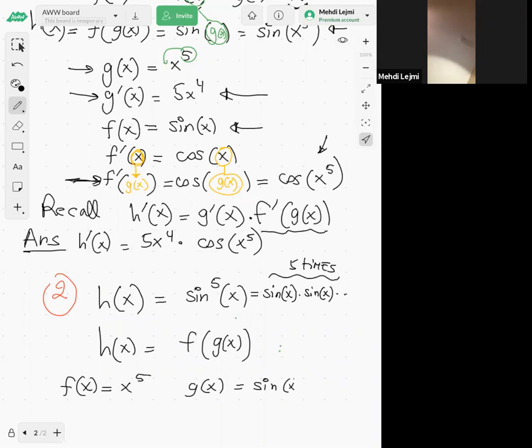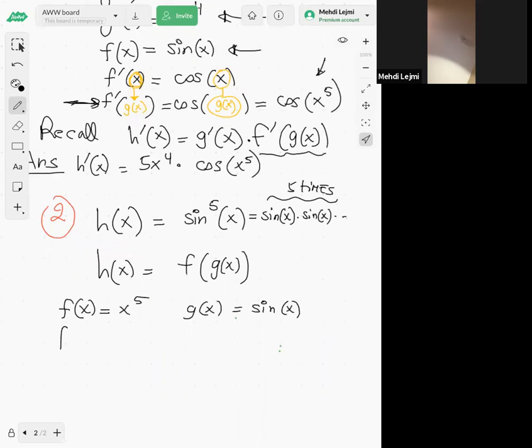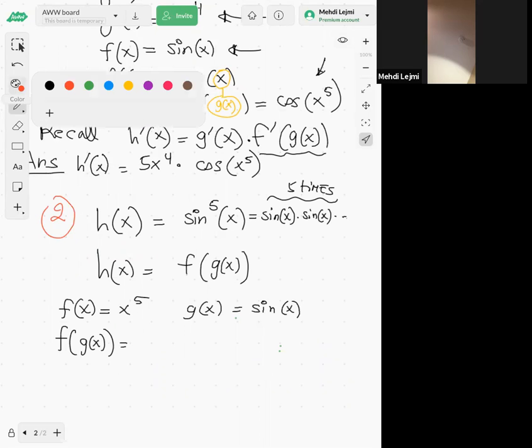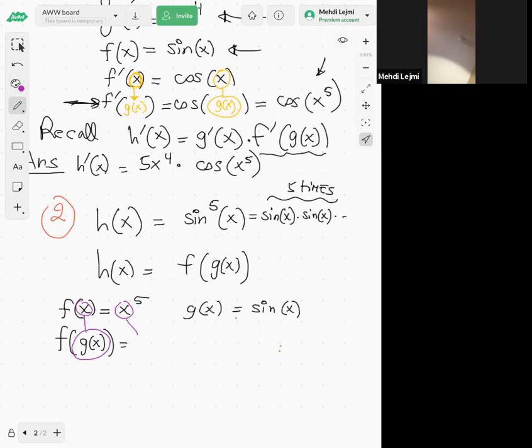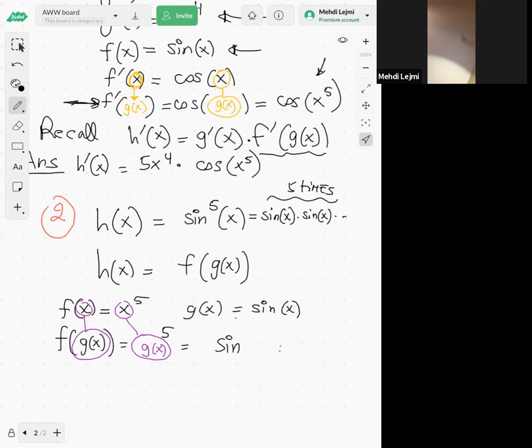Because now if you do f of g of x, if you substitute this x here by g of x, and then you have power 5, so that will be my g is sine, so that's sine to the power 5 of x. And that's exactly my h.